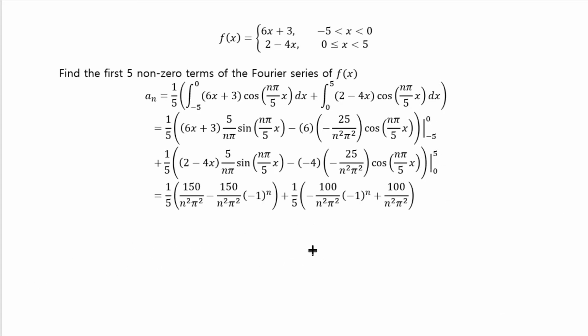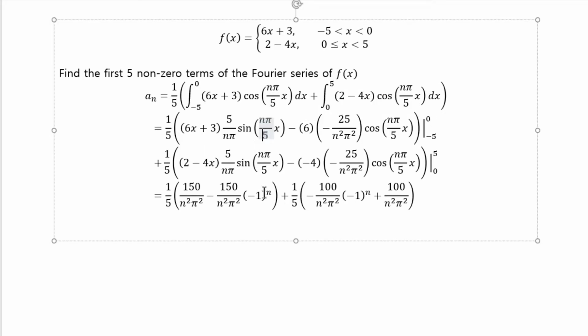So let's continue. When you plug in 0 into sine, sine of 0 is 0, so that goes away, okay? And when you plug in 0 here, cosine of 0 is 1. And negative 6 times negative 25, that's 150 over n squared pi squared. So this is obtained by plugging in 0, okay? So maybe I should make it red and then put this thing here as red, okay? So that this 0 makes this come up, okay?